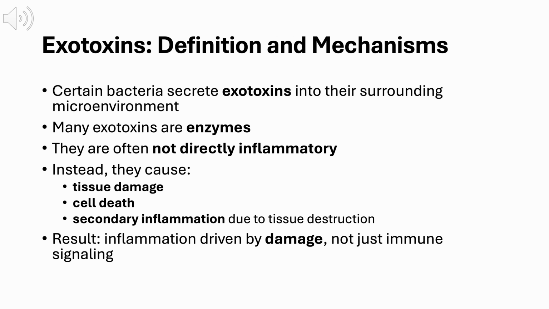Exotoxins differ from structural bacterial components because they are actively secreted into the surrounding environment. Many function as enzymes that directly disrupt cellular processes. These toxins are often not inflammatory by themselves. Instead, they injure tissue, cause cell death, and release danger signals from damaged host cells. The immune system then responds to that destruction, producing secondary inflammation. The key concept is that exotoxin-associated inflammation may be driven less by direct immune recognition of the toxin and more by the tissue damage the toxin creates.